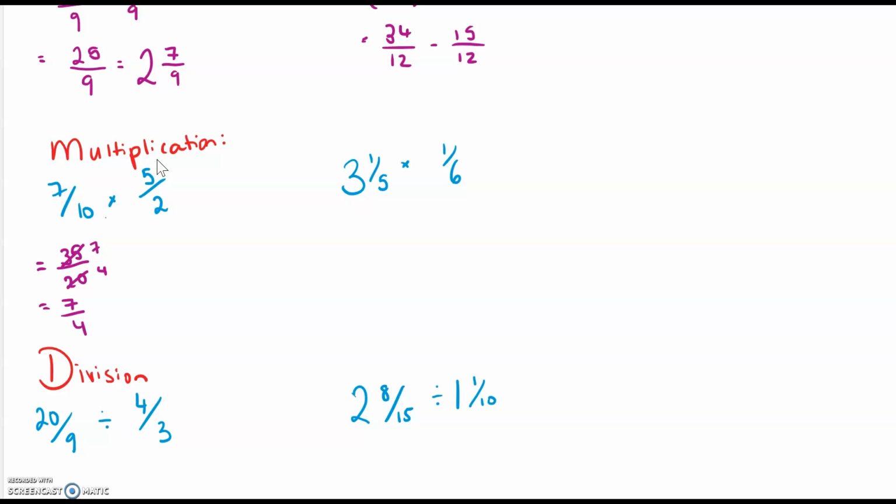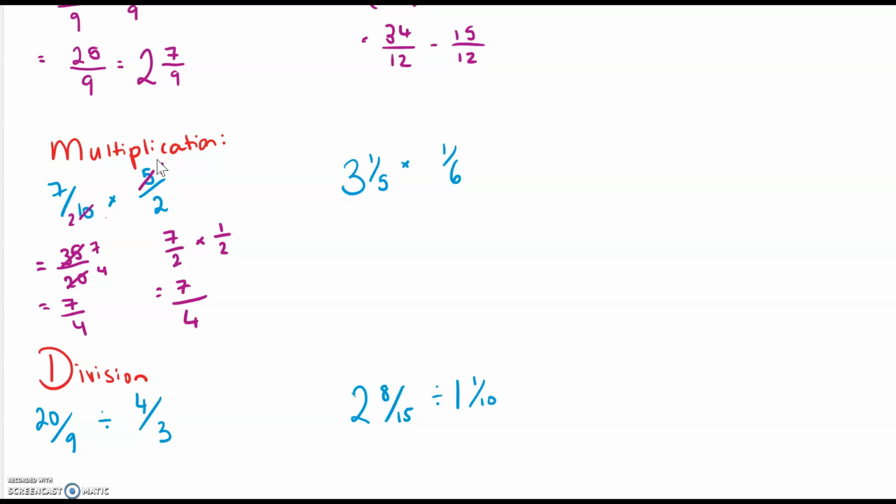So 5 goes into 10 twice. So I'm going to change that 5 to a 1, because 5 goes into 5 once. And I'm going to change that 10 to a 2, because that goes in twice. So I'm left with 7 over 2 times 1 over 5. Now 7 times 1 is 7, and 2 times 5 is 10. Okay, so there's the two ways we could approach that.